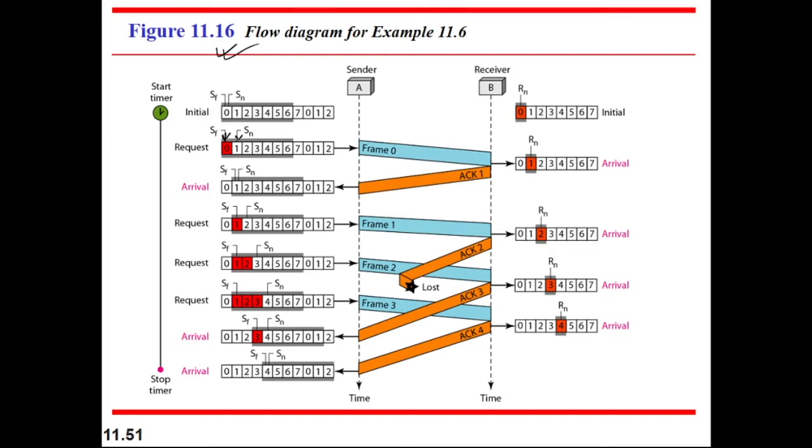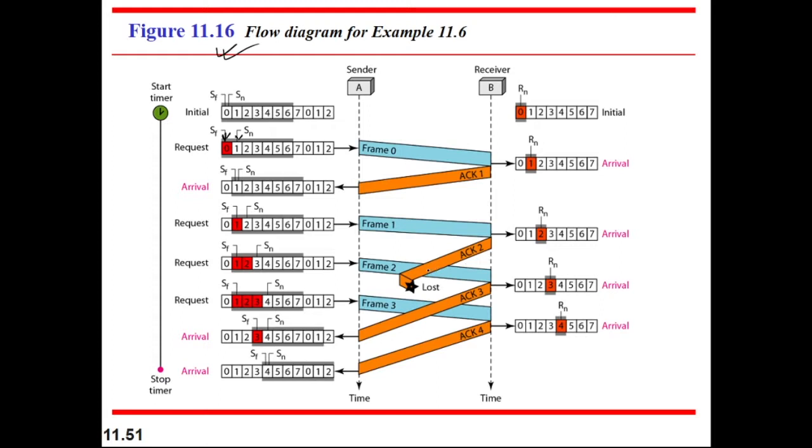So now see, this Rn is incremented by 1. So now Rn is expecting frame 1. Okay, so frame 1 is passing, the next frame 1 is passing here. It is received by the receiver and Rn now is 2. But this acknowledgement is corrupted, this acknowledgement is lost here.